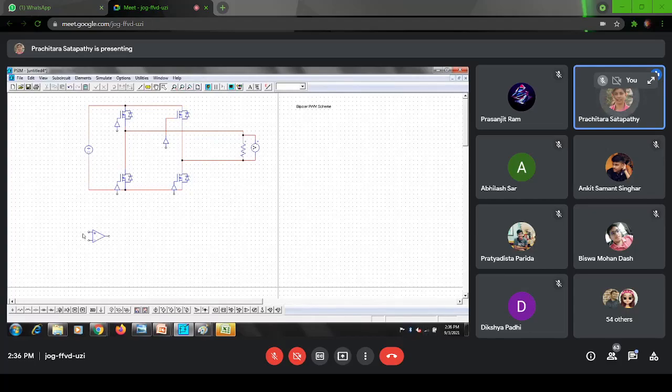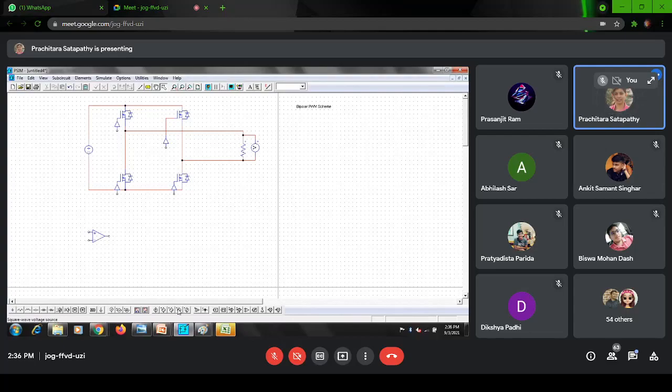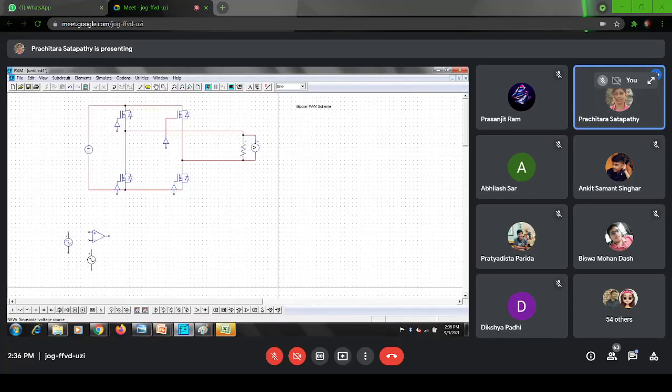How many references are required? One, and that is a sine. So here there is a sinusoidal voltage source, and at the side there is a triangular wave voltage source. Take that one. Take a ground. Another thing you require is a NOT gate.